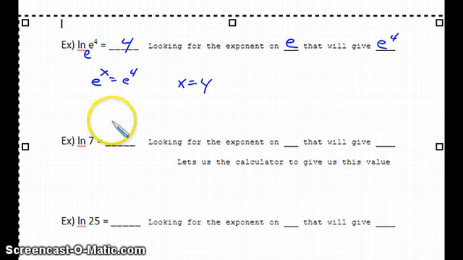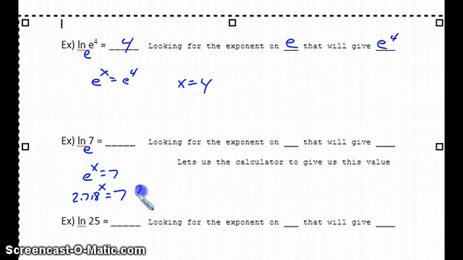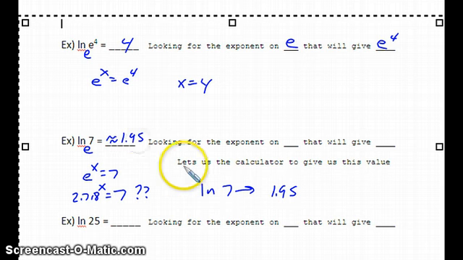Now this problem gets a little bit more difficult because now I'm taking the natural log of 7. Algebraically, we would say e raised to some power has to equal 7. Well, 2.718 raised to what power gives me 7? I don't know, and I can't figure that out on my own. I'm going to need my calculator to do this one for me. In my calculator, hit the ln button and then 7, and your calculator gives you 1.95 if we round it. So we can say our answer is approximately 1.95. Again, I'm looking for an exponent on e that's going to give me 7, and I just can't think of that on my own because it's not a nice number to deal with.